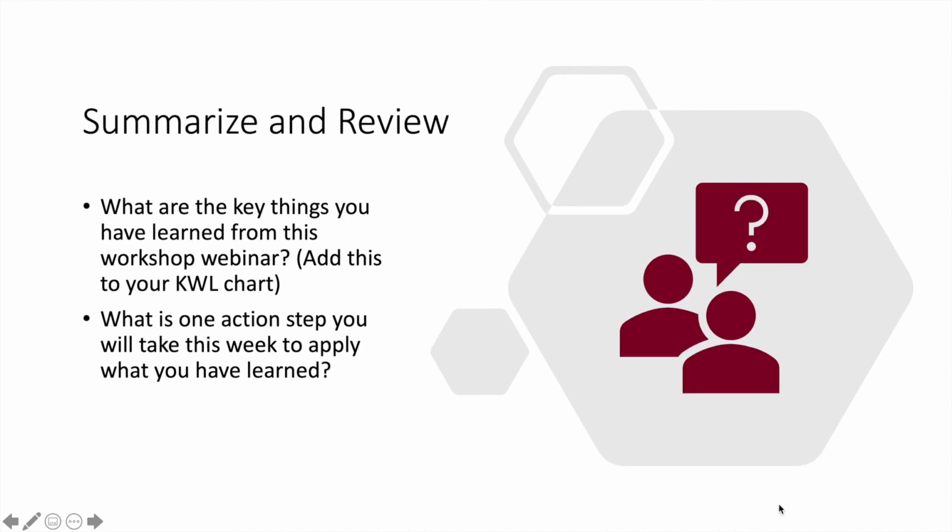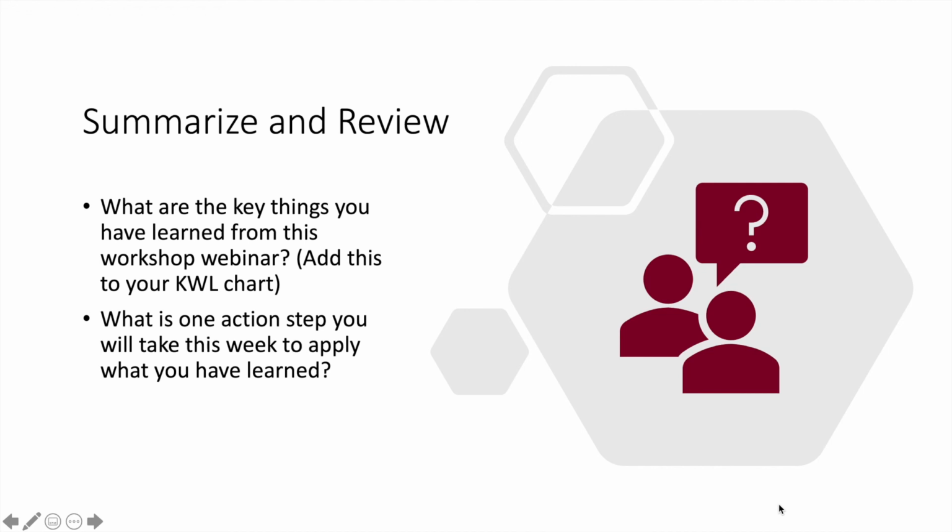So at this point in the workshop, you're invited to summarize and review your learning. The first question is, what are the key things you have learned from this workshop webinar? Going back to the KWL chart that you made right at the beginning, what would you add in that "What did I learn" column? Write 2 to 3 points that indicate the most important things that you gained from this workshop.